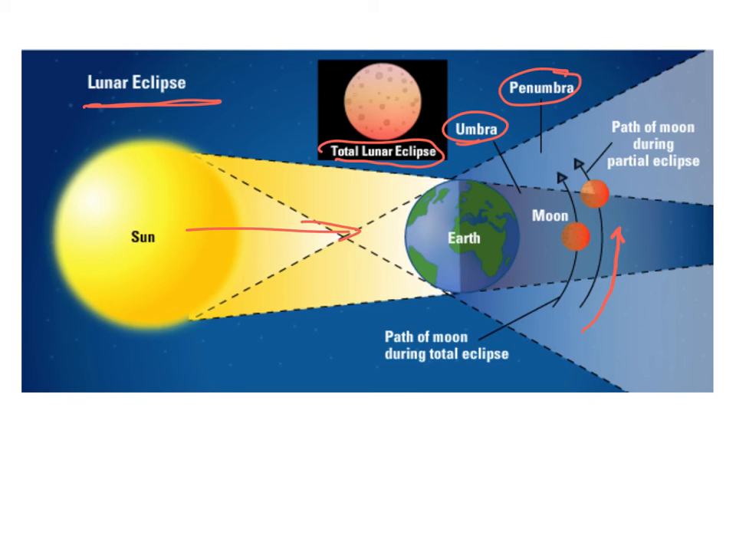So a solar eclipse is when we block out the sun. A lunar eclipse is when the moon travels through the shadow of the earth. And those are our two types of eclipses.